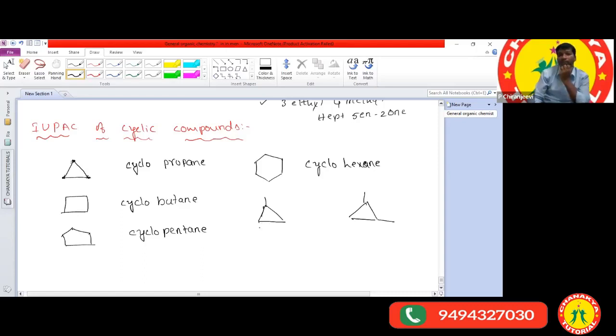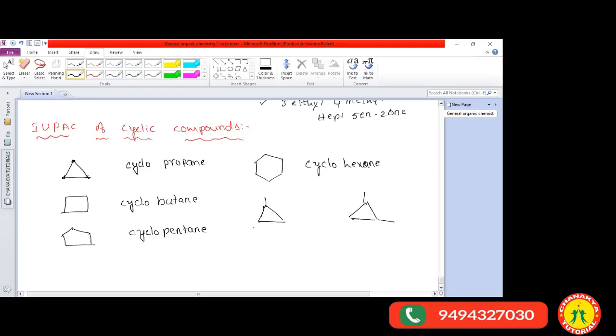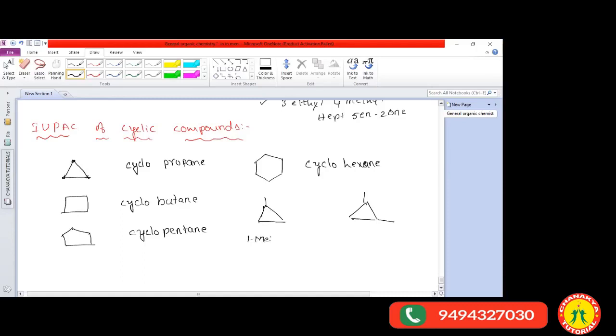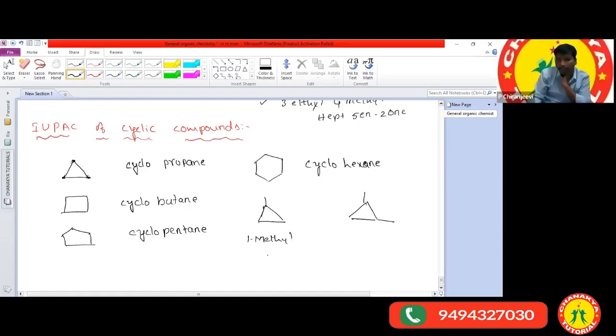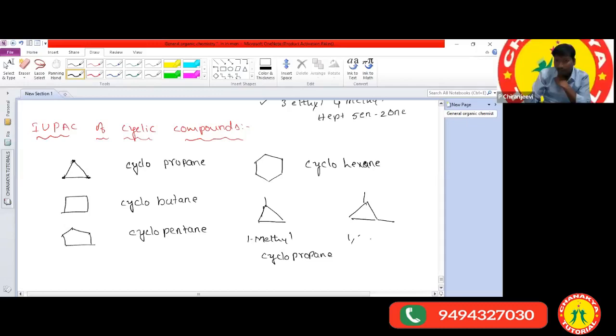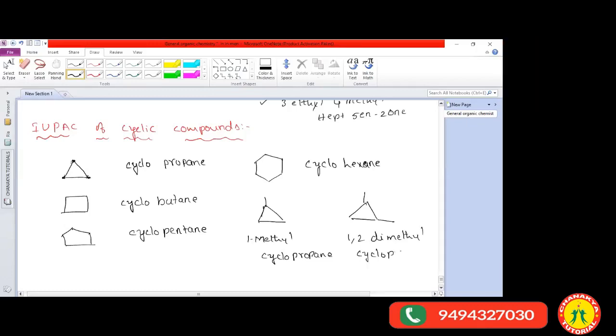Now if I write like this, what is the IUPAC name of this one? 1-methylcyclopropane. Very good. Next one. 1,2-dimethylcyclopropane. Very good. So is it ortho dimethyl cyclopropane?